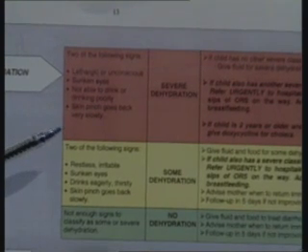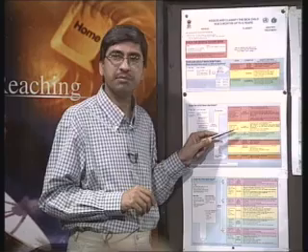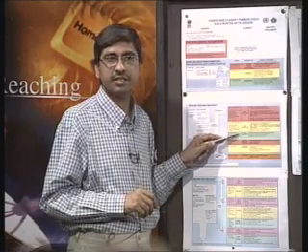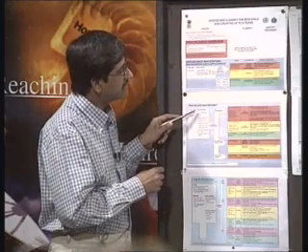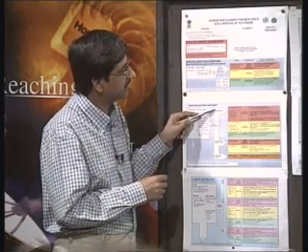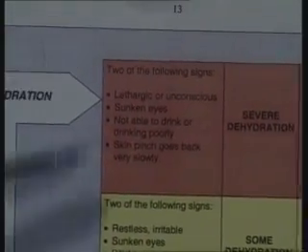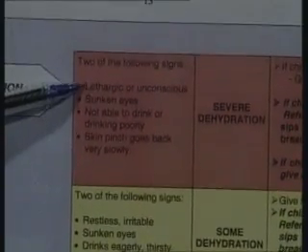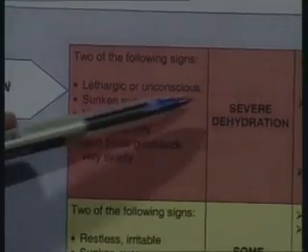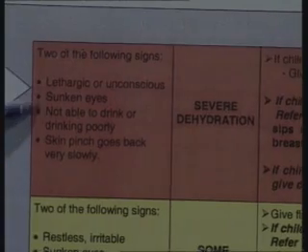So a child has to have at least one box. Either the baby will have severe dehydration, or some dehydration, or no dehydration. So one classification will be there. So if we see from here, classify diarrhea for dehydration, starting from red and then going down, we need two of the following signs. There are four signs mentioned, and to satisfy the classification of severe dehydration we have to have two signs.